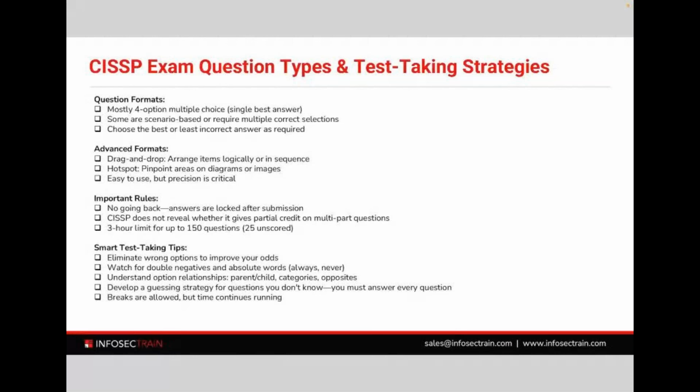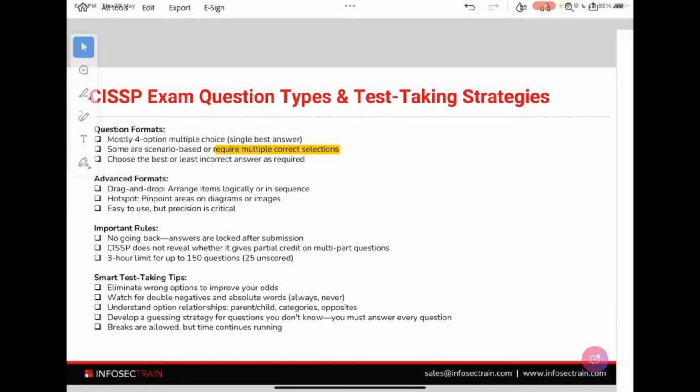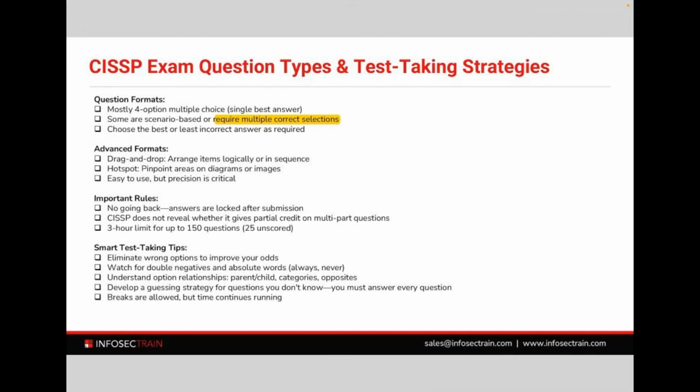Now, important rules, like we have discussed, there is no going back. You have to be 100% sure. And CISSP doesn't reveal, for example, I mentioned there is a requirement for multiple correct selections in this type of question. So out of 4, 3 might be correct. Now, if you've taken a calculated guess and made a selection of 2 out of those 3, ideally we should mark 3 out of 3, but you've marked 2 out of 3. So we really do not know if CISSP gives us marks for that or not. So your best choice is to mark all three correctly. CISSP does not reveal whether it gives partial credit on multi-part questions, so we do not have clarity. Next, there's a 3 hour limit for the 150 questions that we need to answer.